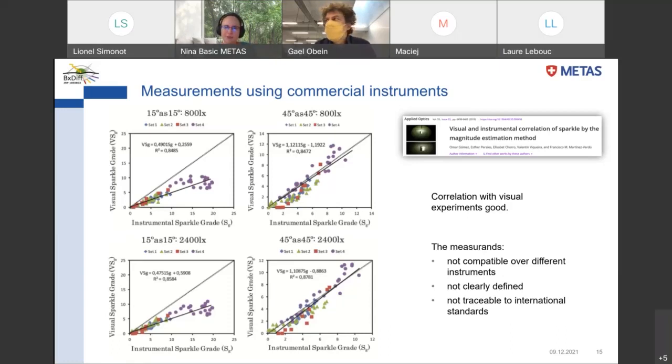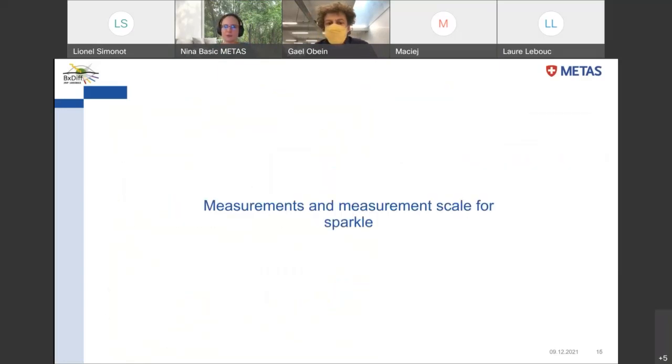Let's say you don't measure sparkle or graininess. Let's say it like this. So this is not good. So what we need to do is come up with measurements that are open, that everybody can read about, and we need to build a measurement scale so that everybody can have some sort of scale to compare this with the visual experiment, basically, in the end.